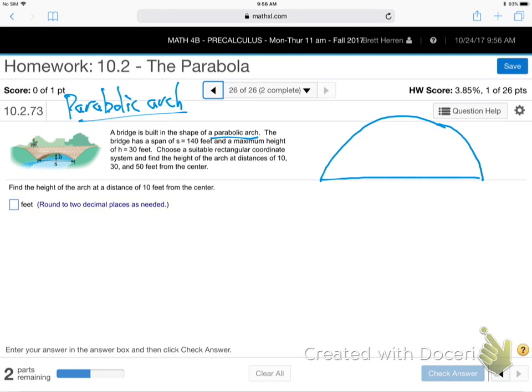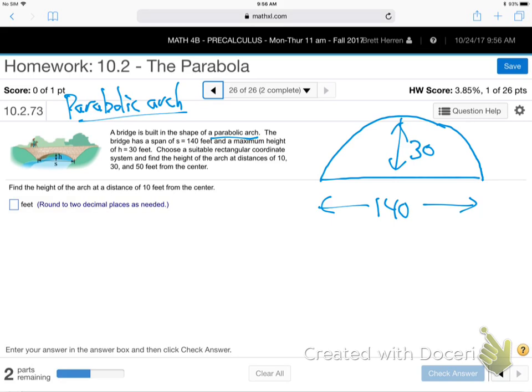The bridge has a span, S, of 140. You can see in the picture it's kind of tiny, so let me just make it big here for you. They say the total span of the bridge is 140. The max height is 30, which means right in the center it's 30 high, this bridge. Choose a suitable rectangular coordinate system and find the height of the arch at a distance 10, 30, and 50 feet from the center.